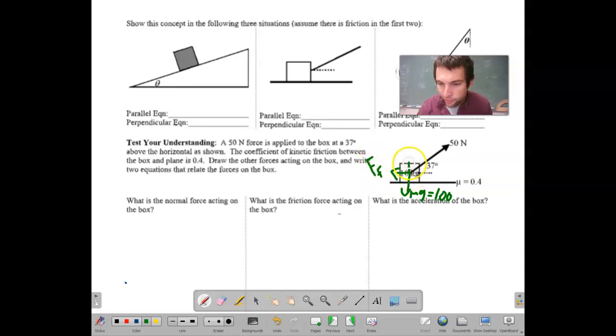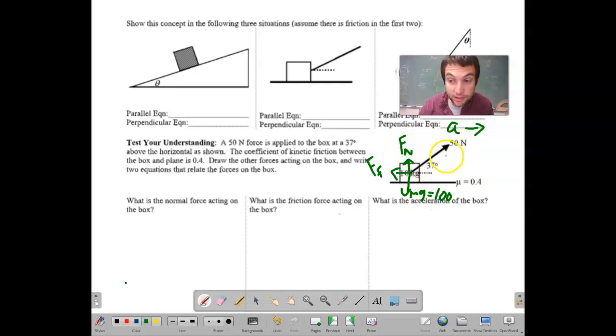And then we have our normal force. Normal force is not the same length as our weight. Remember, our normal force plus this vertical component have to equal the weight. So our acceleration is to the right. So we have frictional force is parallel, normal force is perpendicular, weight is perpendicular.